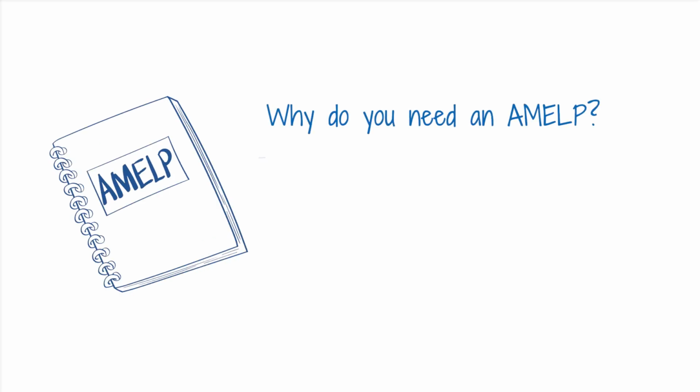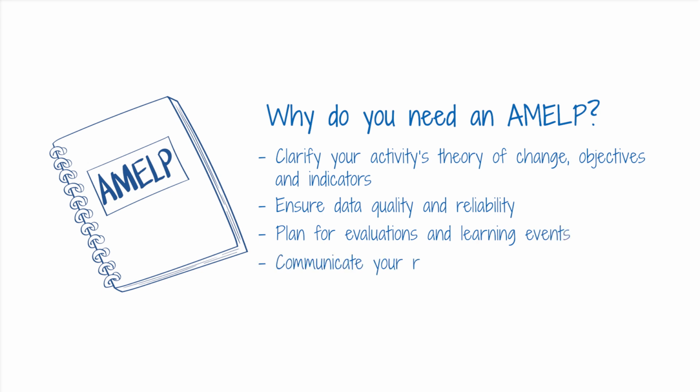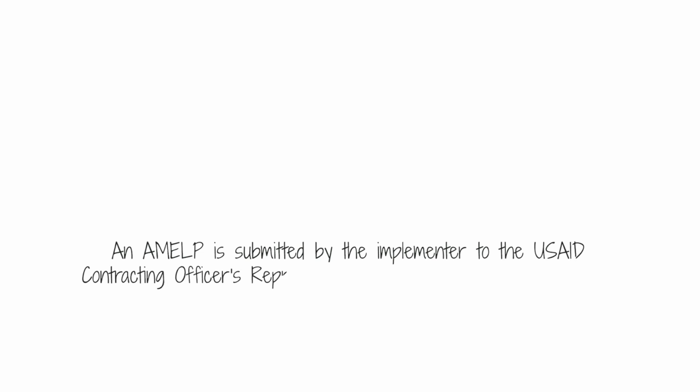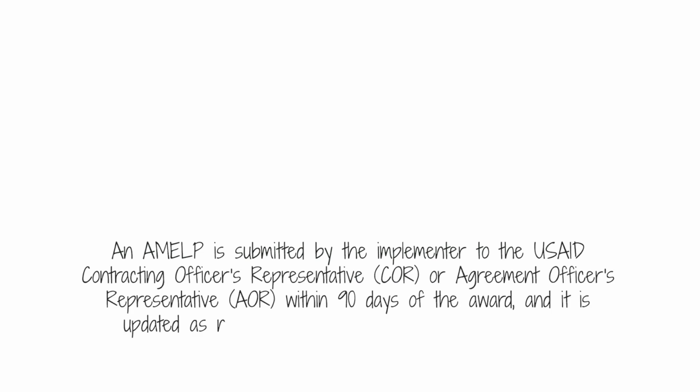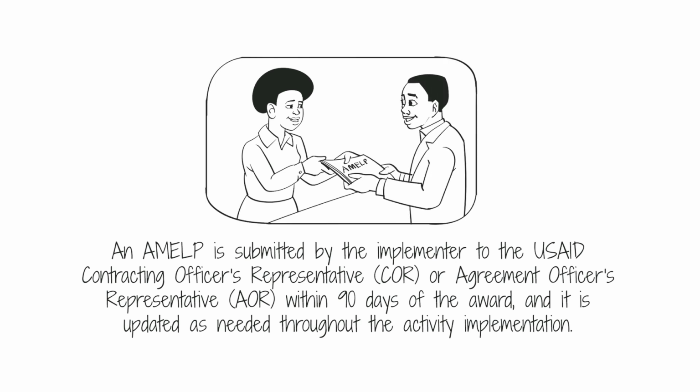Why do you need an AMELP? An AMELP helps you clarify your activity's theory of change, objectives and indicators, ensure data quality and reliability, plan for evaluations and learning events, communicate your results and lessons learned, and demonstrate accountability and transparency. An AMELP is submitted by the implementer to the USAID Contracting Officer's Representative (COR) or Agreement Officer's Representative (AOR) within 90 days of the award, and it is updated as needed throughout the activity implementation.